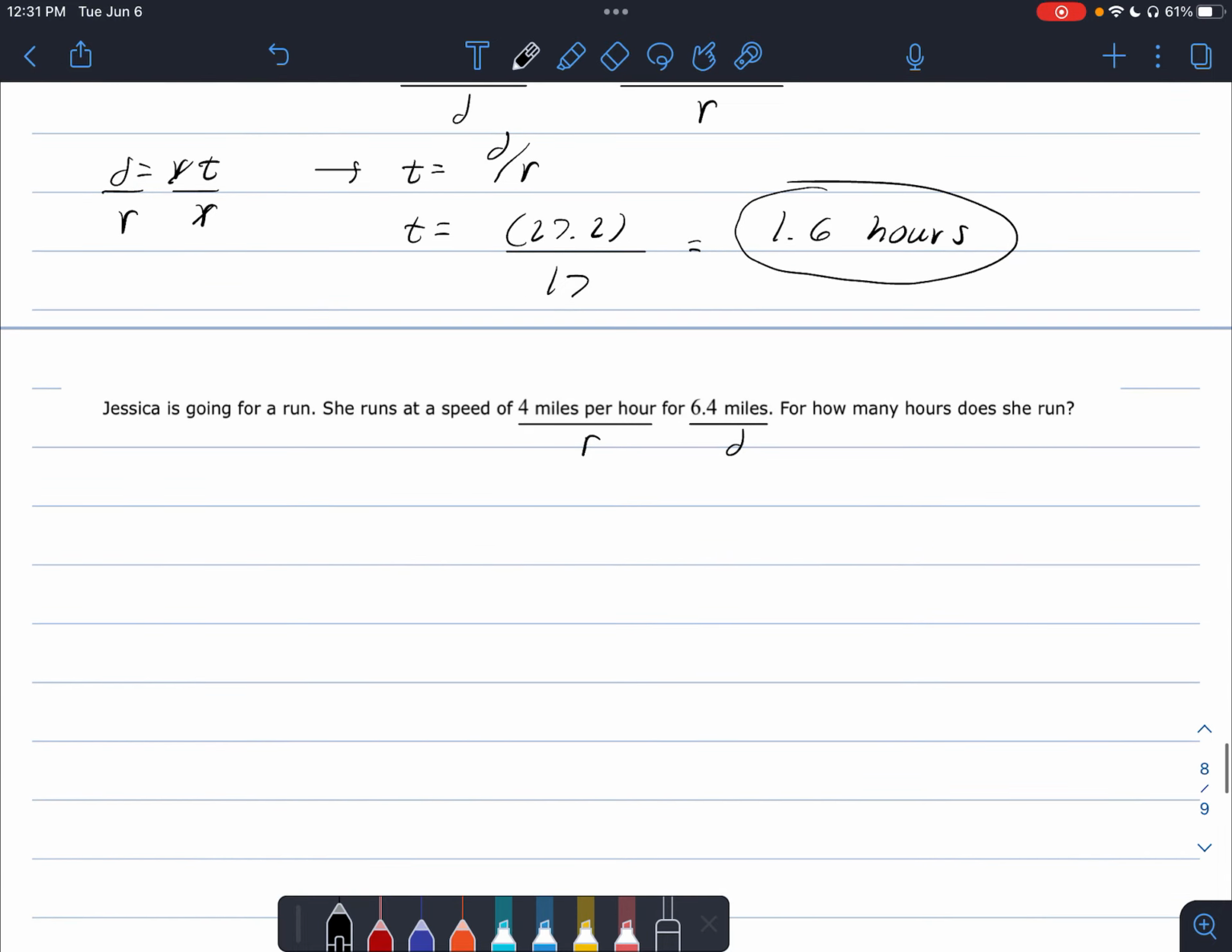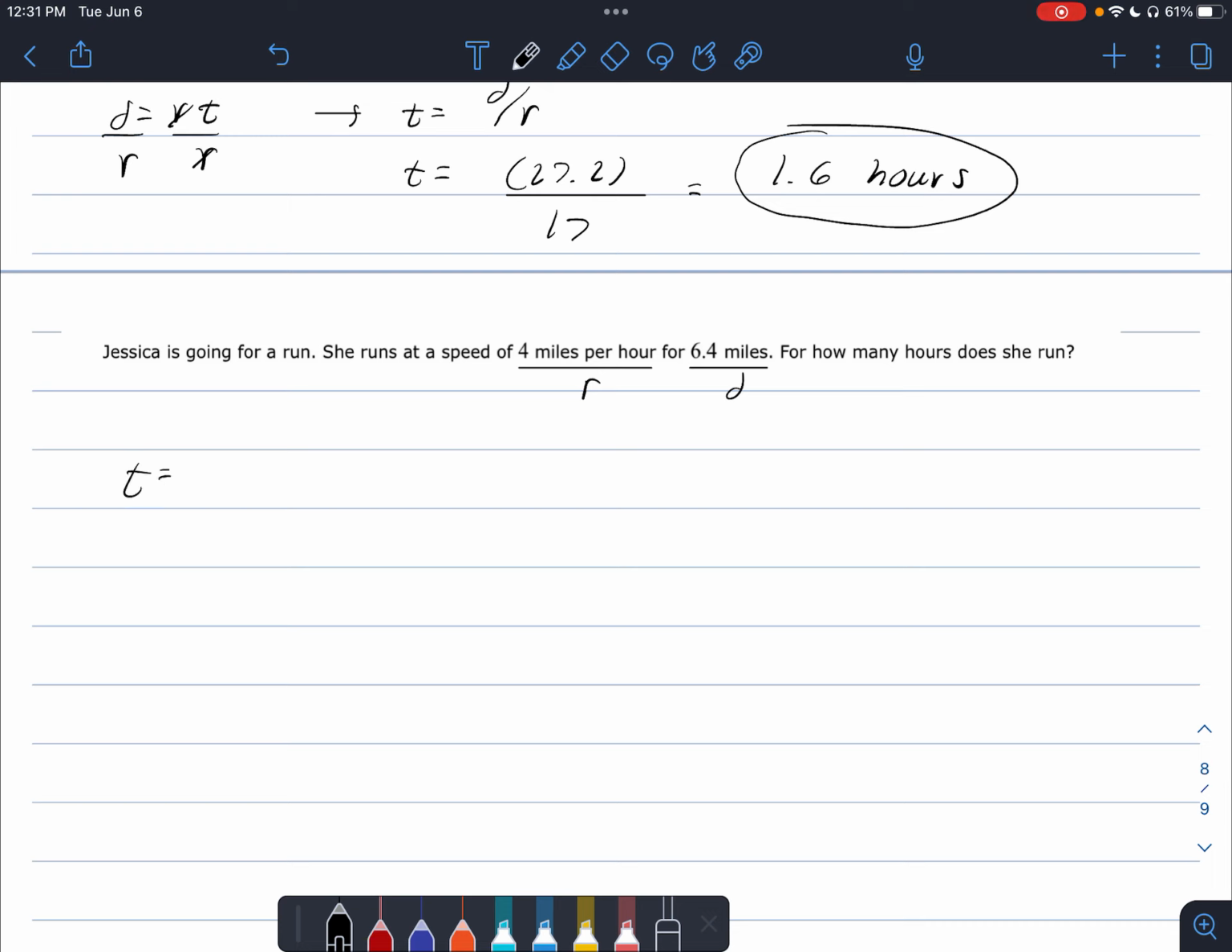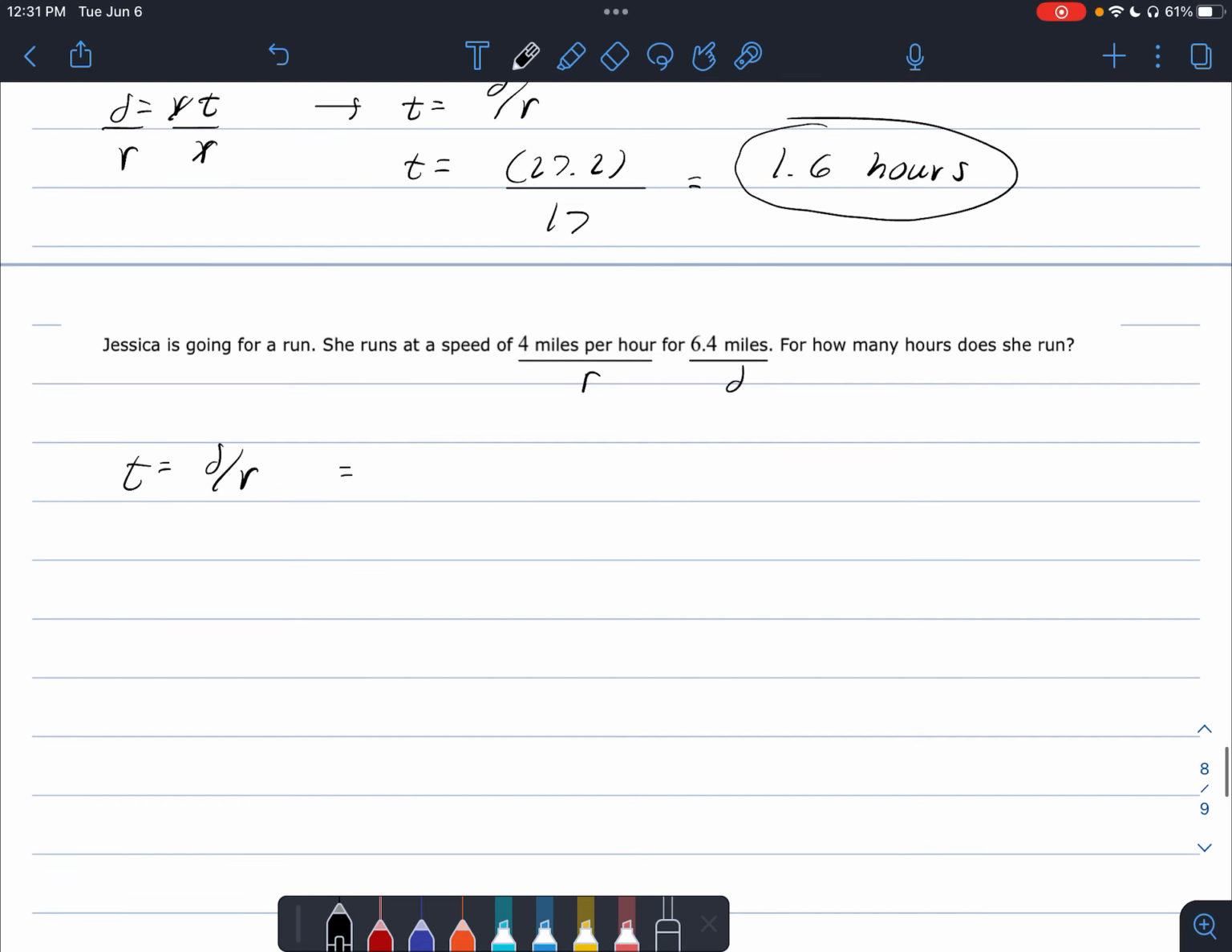Again, just like last time, we have our R and our D. So we've already solved for T. We know T is equal to D divided by R. Because T is equal to D divided by R, we can just plug in our values here. So we have 6.4 divided by 4. That should give us our answer for how long she ran. And again, it looks like 1.6 hours. So there we go. Simple enough.